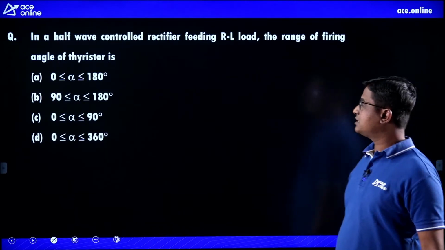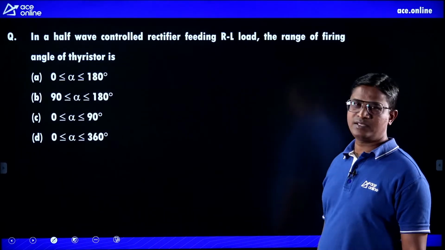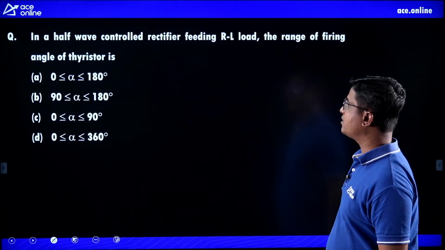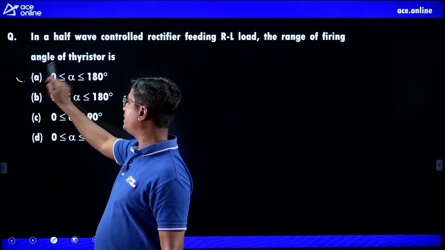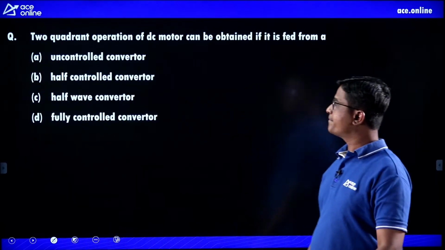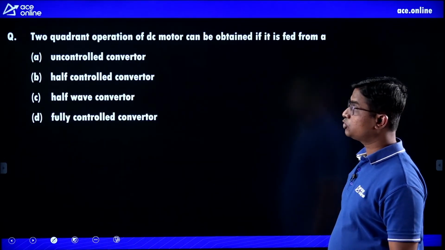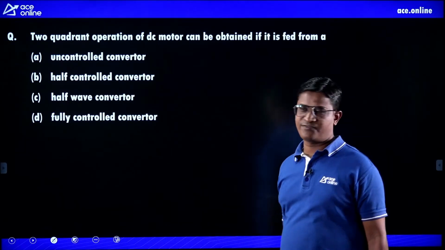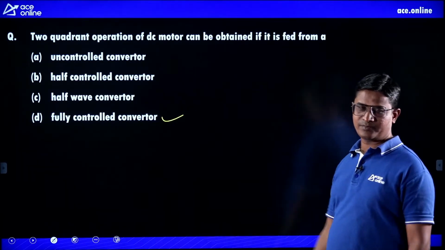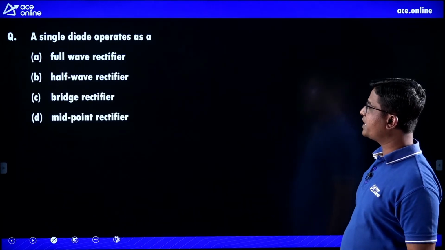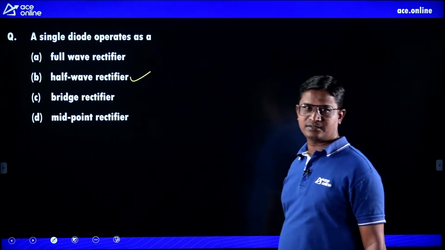Right? Next, in a half wave controlled rectifier feeding RL load, the range of firing angle of thyristor is. Half wave rectifier he is saying and load is RL. So what is the range of firing angle? It is 0 to 180 degree for half wave, right? 2 quadrant operation of DC motor can be obtained if it is fed from fully controlled converter, na? Right? Fully controlled converter. A single diode operates as, yes, single diode can be operated as half wave rectifier, right?